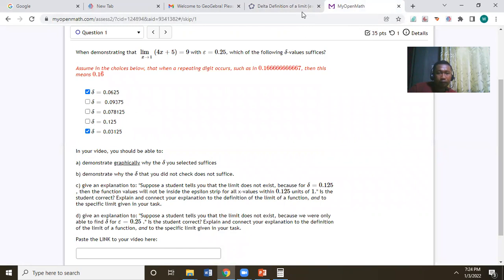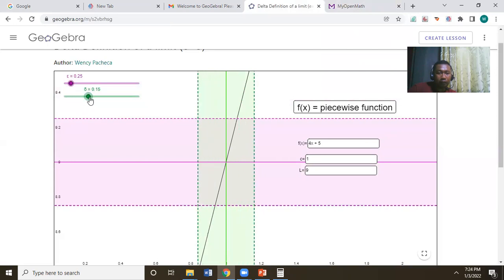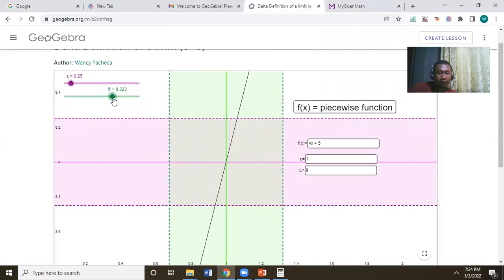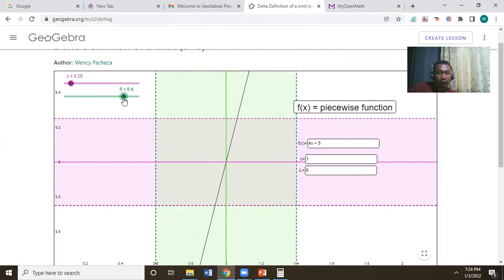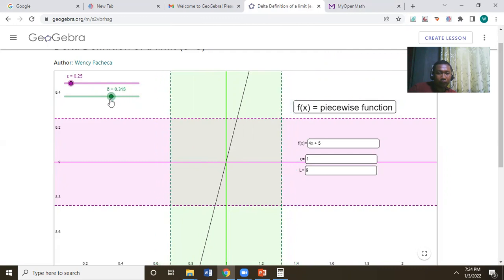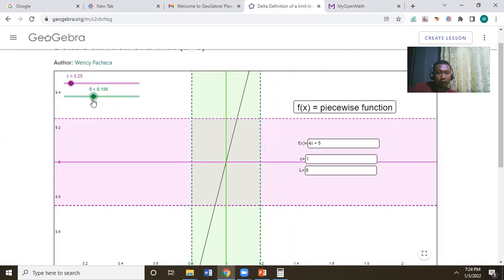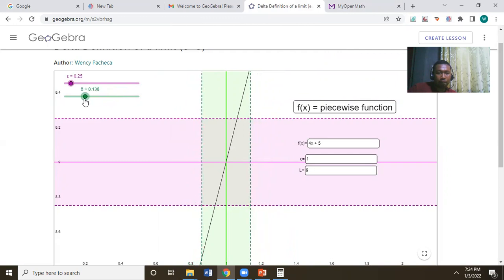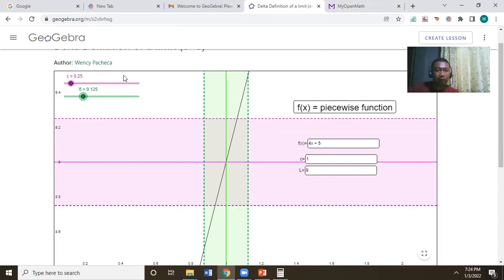How about 0.25? Kasi mas malaki pa siya sa kanina, 0.125. Okay. As we can see here, 0.125 still does not suffice given the epsilon strip. So still hindi siya pwede kasi nga outside siya. Mayroong part pa rin ng function that are outside of the epsilon strip.